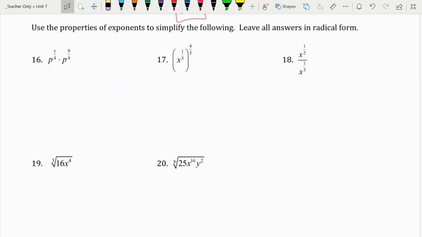All right, so we're going to use the properties of exponents to find the following, and then we're going to leave our answers in radical form. So we need radicals in the end. Okay, so for this first one, we are going to add those exponents.